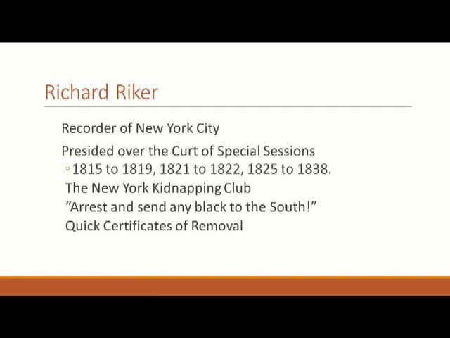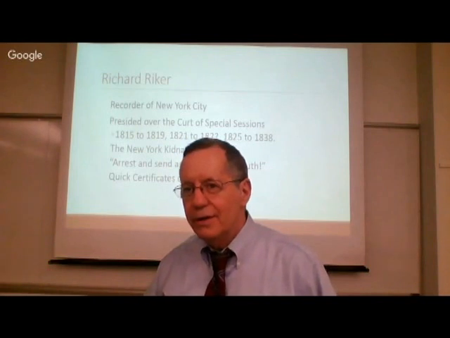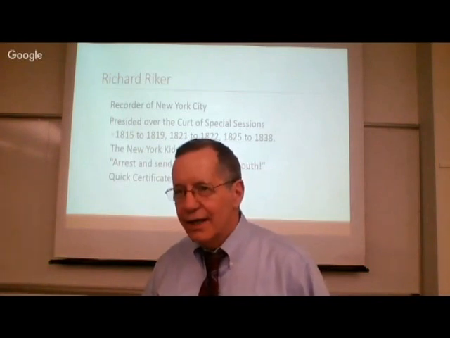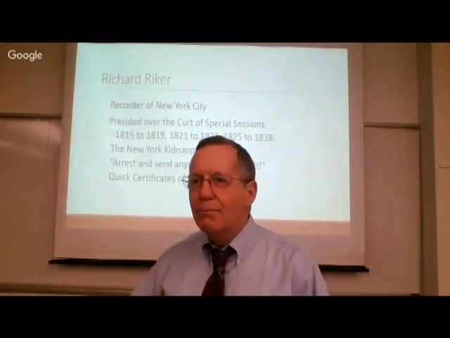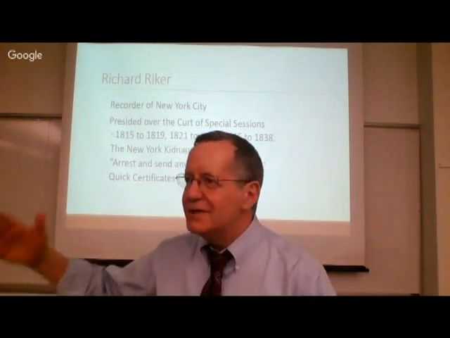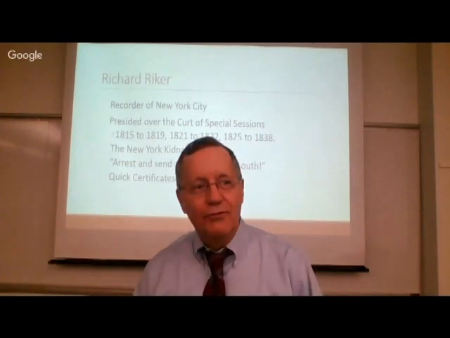And the way that this court worked is, as far as Richard Riker was concerned, if the person presented to him resembled the person described by the slave owner in the South, that was good enough. You know, since all black people look alike, most of them was good enough for him. He was basically known for quick certificates of removal.